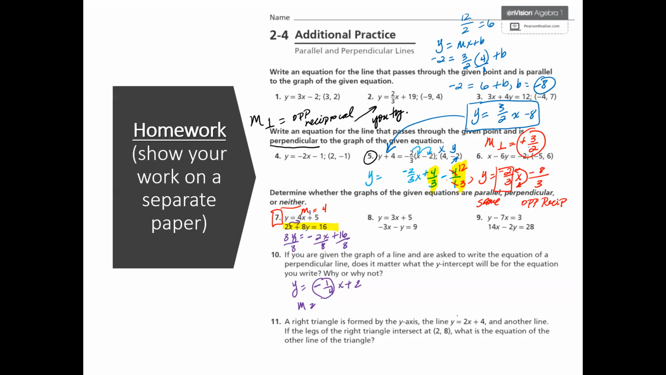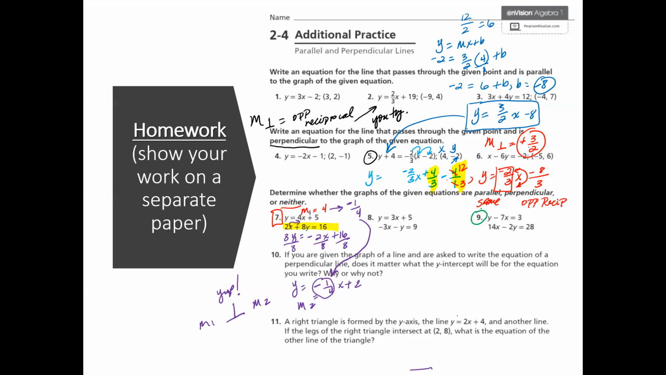Slope 1 is 4, slope 2 is negative 1 over 4. So how do I go about checking this? Well, if I take this slope and I flip it and I put an opposite sign to it, is this the same as my second slope? Yep, it is. So what does that tell me about number 7? It means that they are perpendicular to each other. Slope 1 is perpendicular to slope 2.